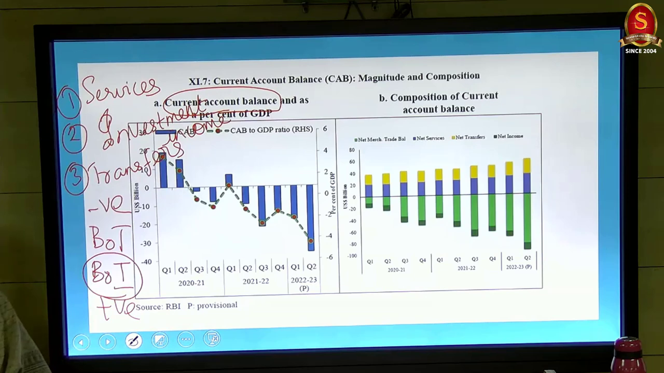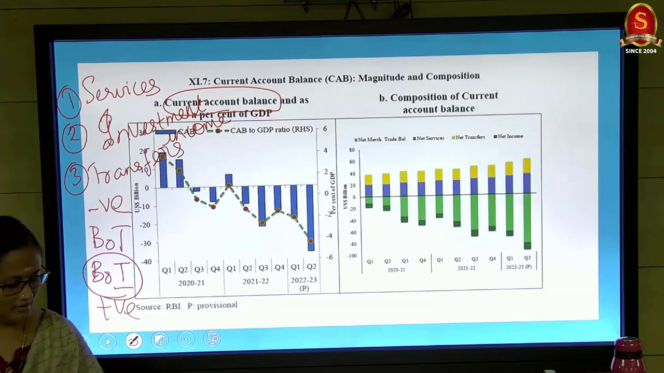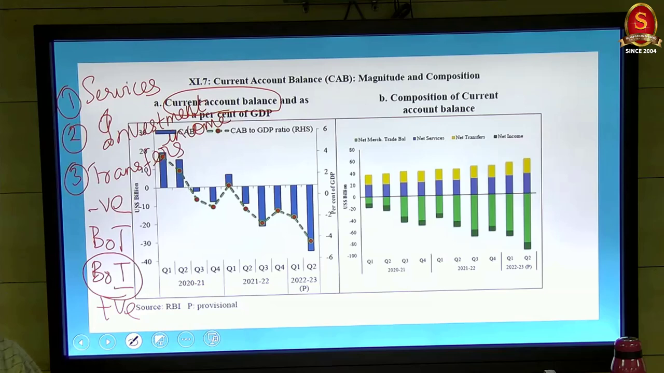You have to answer. 3 o'clock afternoon, after lunch. Please help me. Do you know or not? Services has 3 components. Balance of invisibles is positive. Agreed. Why is it positive? You have to first tell me that answer. Balance of trade is negative, you all agreed. Why?